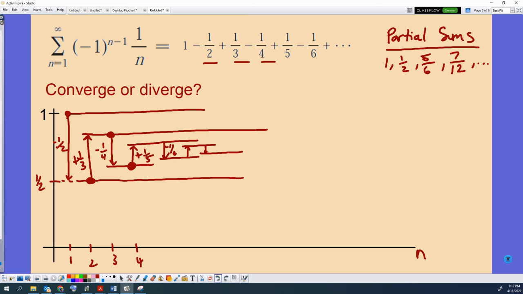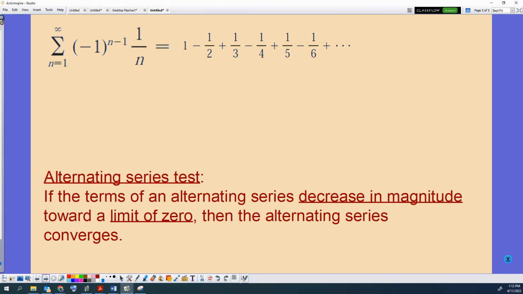And so if you have an alternating series, that's the test. That's the alternating series test. Once you kind of get it, it's pretty easy to apply. So let's take a look. Here's our alternating series. If the terms of an alternating series decrease in magnitude toward a limit of zero, then the alternating series converges. And that does happen here.